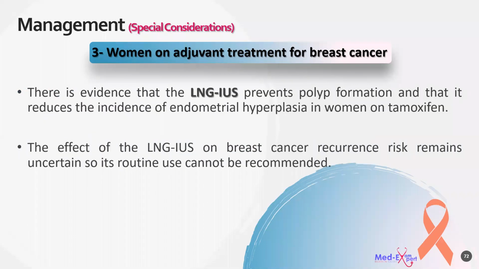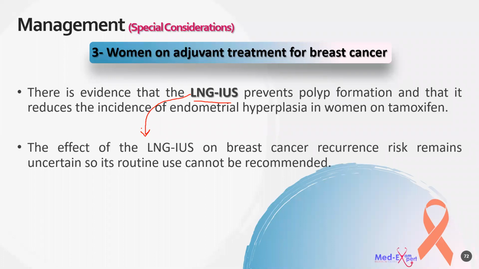And also, there is some evidence that a levonorgestrel intrauterine system could be offered to women taking tamoxifen to reduce the risk of endometrial hyperplasia. But the problem with the levonorgestrel IUS in such cases is that we don't have good evidence about its effect on breast cancer. We don't know whether these very small amounts of progestogen entering the circulation have any adverse effect on the breast cancer recurrence rate. We don't have good evidence, so we cannot recommend that.